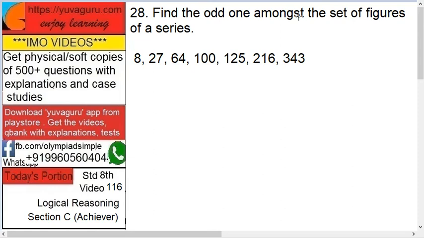find the odd one amongst the set of figures in the series. See, this is a series and we have to find the odd one. 8, 27, 64, 100, 125, 216, 343. Do you see any commonality between these? 8 is a cube of 2. 27, 3. 64, 4 cube. 125, 5 cube. 216, 6 cube. 343, 7 cube. 100, no one's cube. So 100 is the odd one.